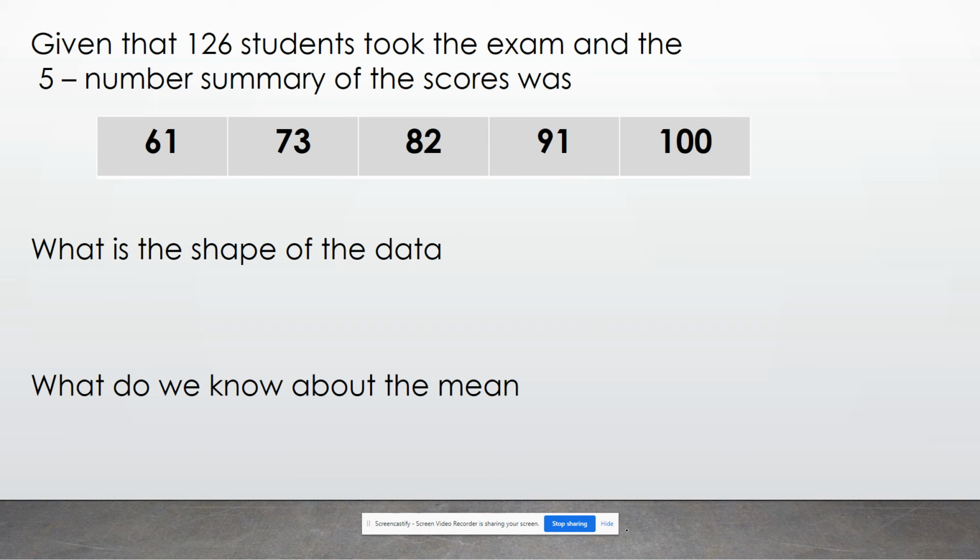Okay, same 5-number summary, same number of students. What is the shape of the data? Okay, so I start at 61 and I go to 100. Is this 61 or this 100 way different from the rest of the data? No, they're pretty close to the same thing. So I would say the shape of this data is symmetric.